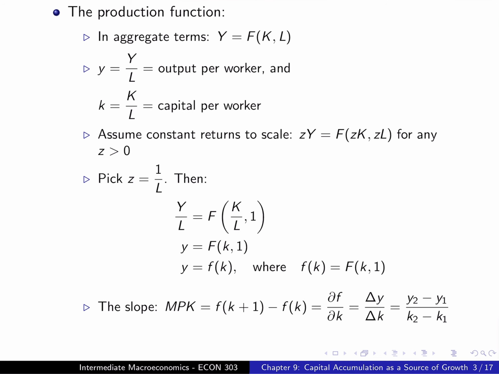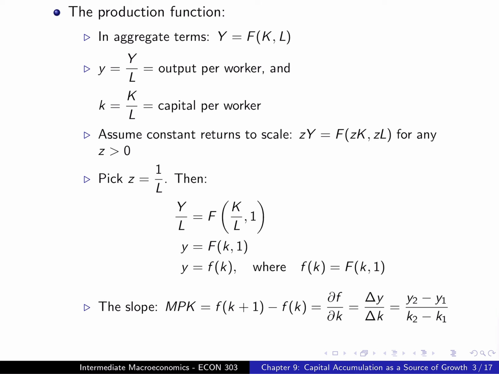We assume constant returns to scale, meaning that for any scalar z greater than 0, zy equals a function of zK and zL. Pick z equals 1 over L, then y over L equals a function of k over L and 1. Thus, we can rewrite the production function as lowercase y equals a function of lowercase k, where a function of lowercase k is output per worker as a function of capital per worker.